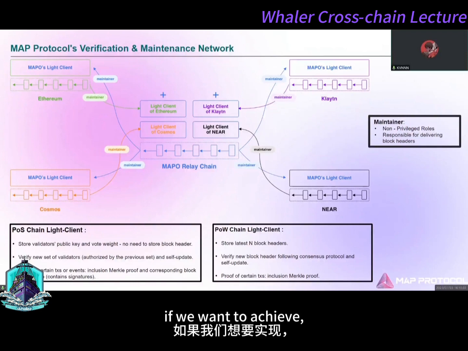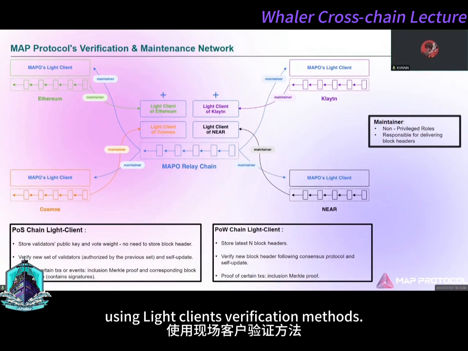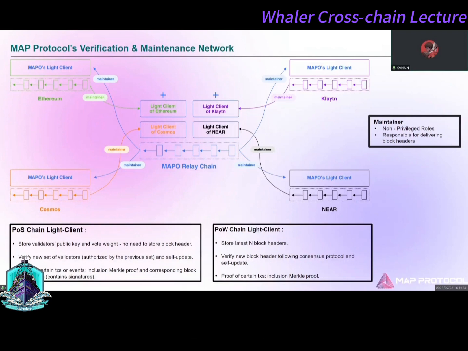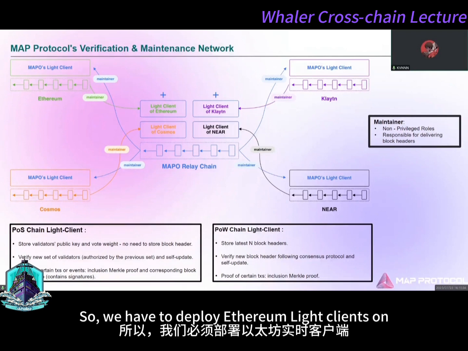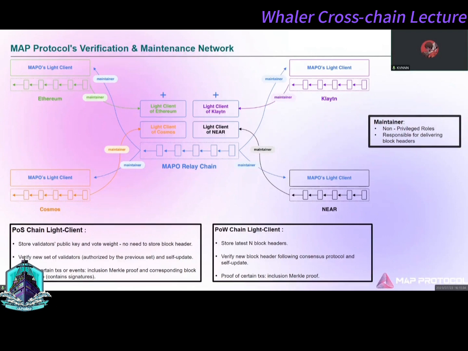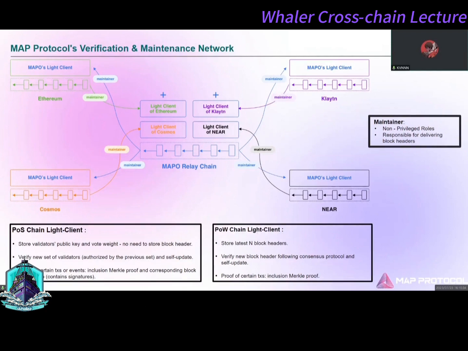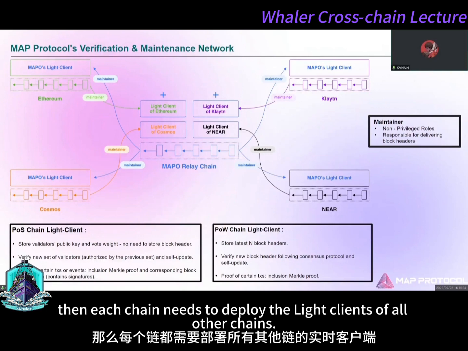For example, if we want to connect Near and Ethereum using Light client message verification, we have to deploy Ethereum Light clients on top of Near chain, and we need to deploy Near Light clients on top of Ethereum. That's how we achieve bidirectional verification using Light clients. However, if it is a multi-chain solution, then each chain needs to deploy the Light clients of all other chains.